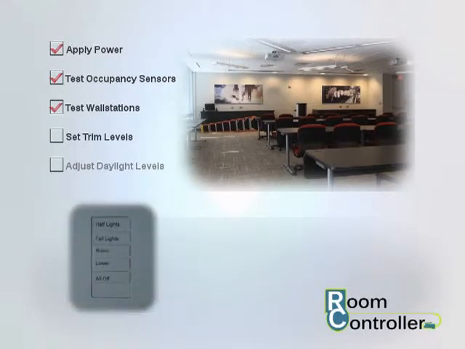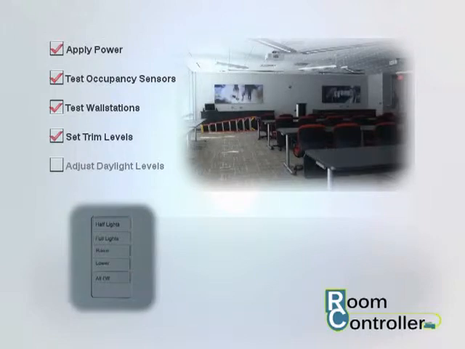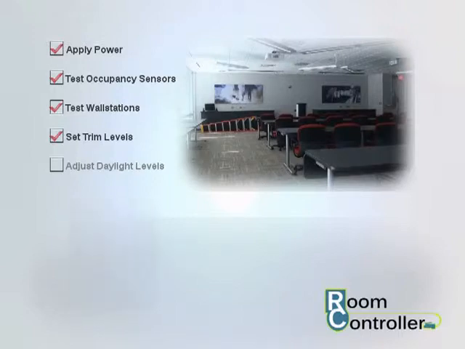Save the new trim settings and go back to normal operation by pressing the All Off button on any wall station. If All Off is not pressed, the controller will automatically save the settings after 2 minutes.